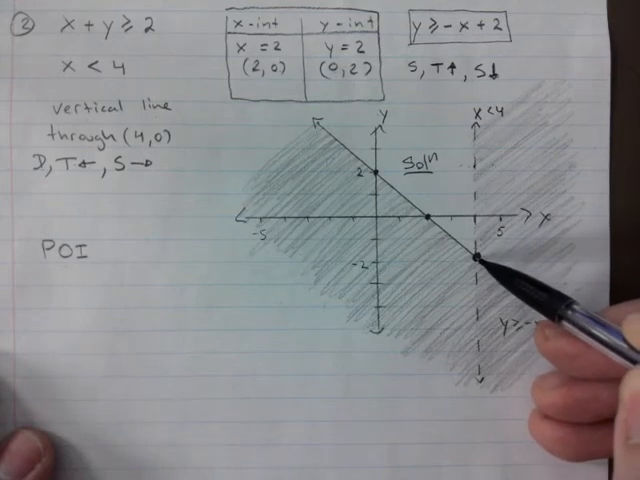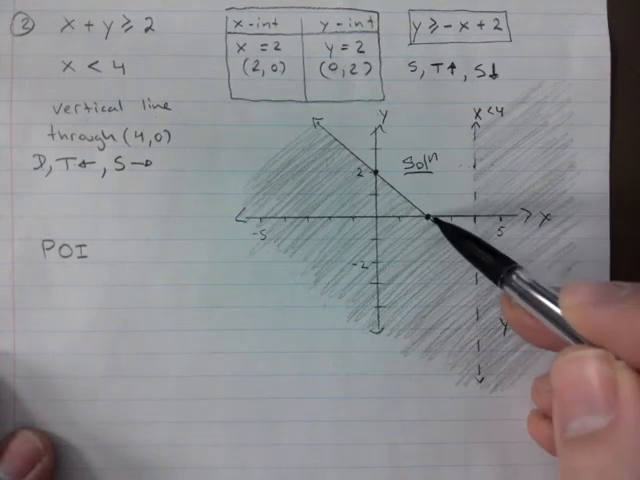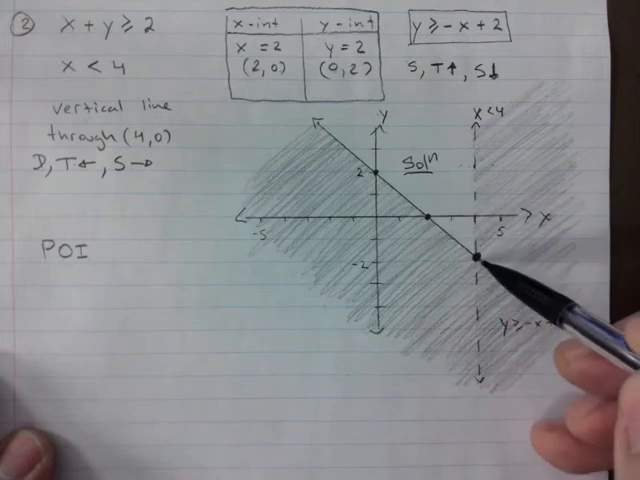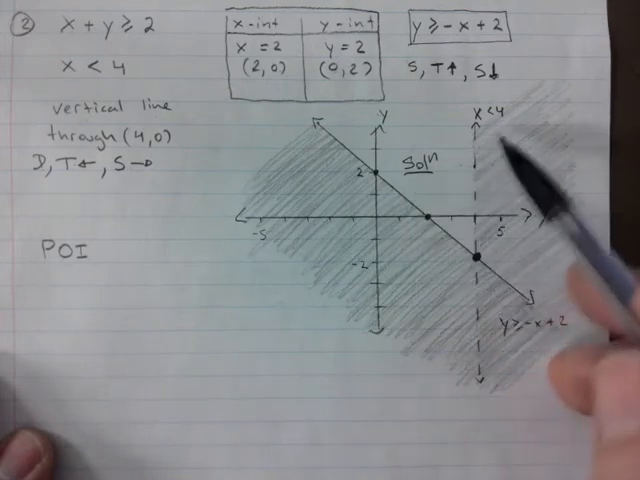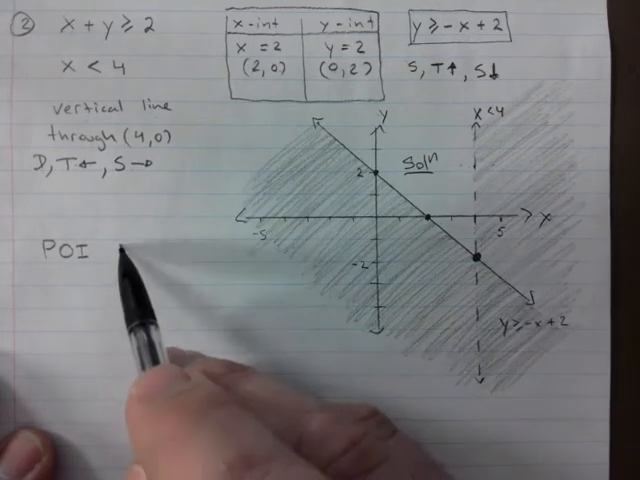There's just one point of intersection. The axes do not count, right? So if there had been a third line going here, now we're talking, then we would have more, but right now it's just one. So let's go ahead and find it.